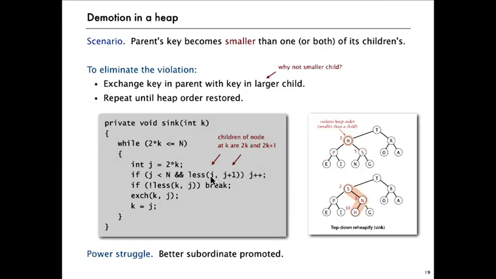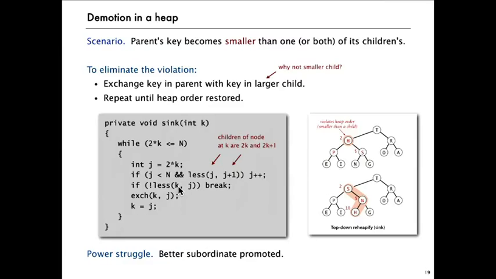And the first thing to check is find out which one's bigger. It's either 2k or 2k plus 1, and so set j accordingly. So that's j now, after this statement, is the larger of the two children. Don't forget to check that we're going off the end of the heap.